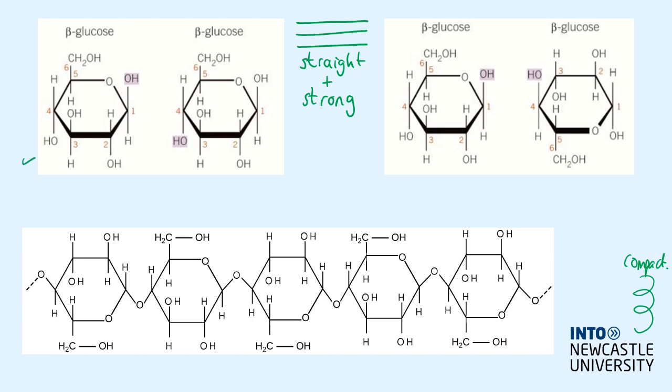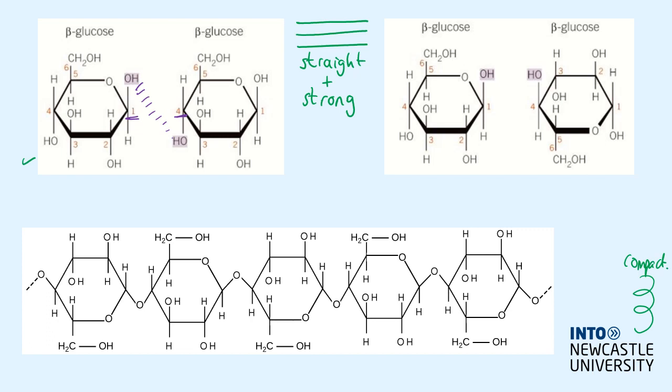So in this image on the left here, we have two beta-glucose molecules next to each other. Now these beta-glucose molecules want to form a glycosidic bond between carbon 1 on one molecule and carbon 4 on the other molecule. And hopefully you can see that the OH groups don't line up, and that's going to be a problem with forming the molecule.